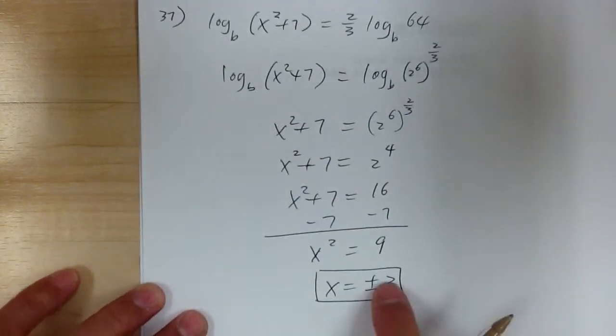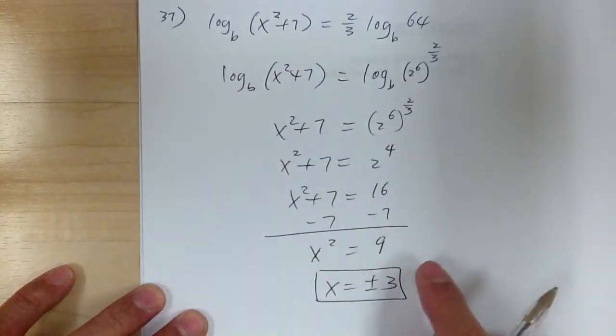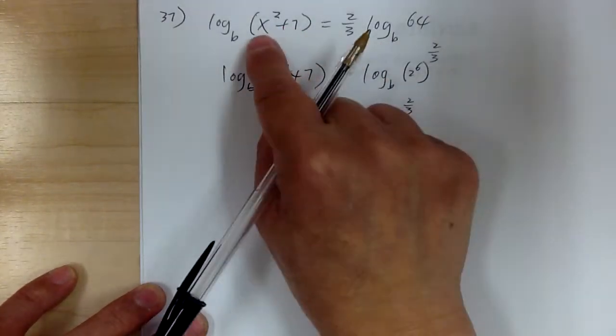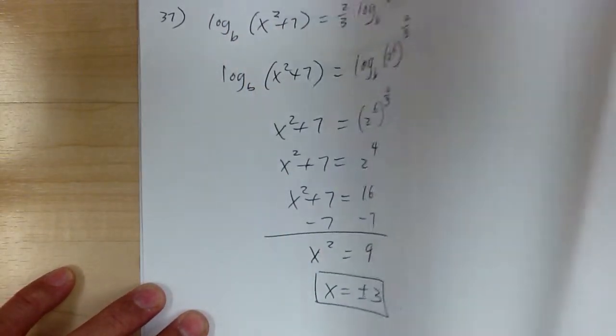Then after you have to check. You have to check your original, because you can have a log of a negative number. So when you put negative 3 in here, you're still okay. So again, you always have to check. Make sure you don't have a log of a negative number. Okay, let's go to 39.